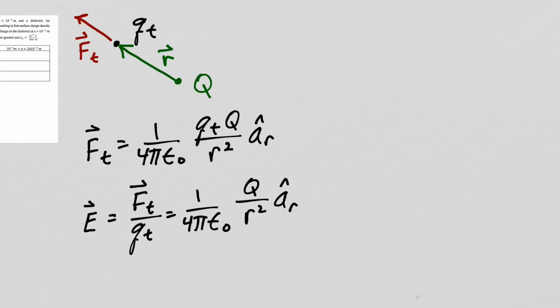We can define the electric field intensity associated with Q by dividing both sides of our Coulomb's force law by Q sub T. So if we put some charge anywhere, we can find the force on that charge by multiplying it times the electric field intensity at the point of the charge.